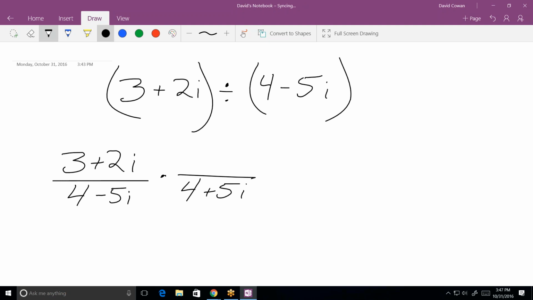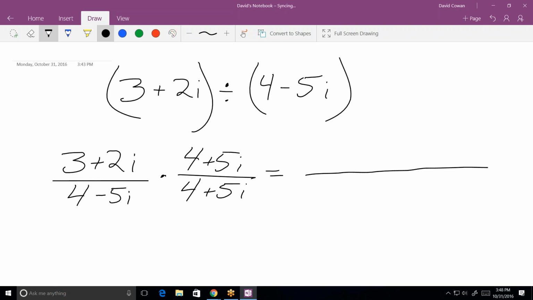The conjugate being merely the sign in the middle is different. The other two terms are exactly the same. Okay? If I multiply the bottom by that, I've got to multiply the top. I can only multiply this fraction by the number 1. And let's examine what happens in the bottom first.